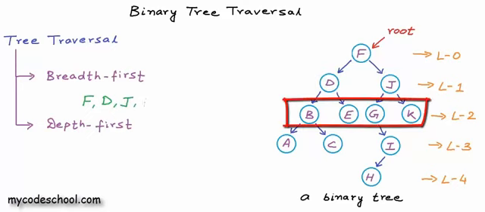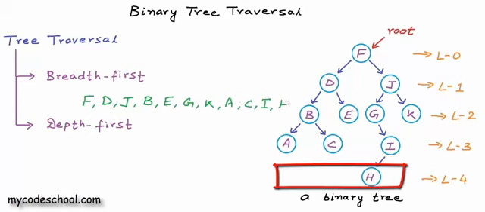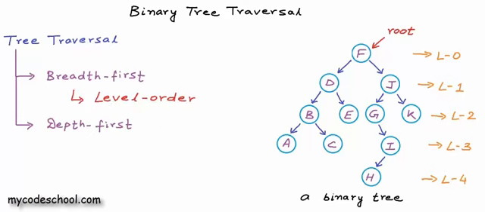So we can go to level 2. We will go like B, then E, then G, and then K. And now we can go to level 3, A, C, and I, and finally I can go to level 4. This kind of breadth first traversal in the case of trees is called level order traversal. And we will discuss how we can do this programmatically in some time. But this is the order in which we would visit the nodes. We would go level by level from left to right. In the breadth first approach, for any node, we visit all its children before visiting any of its grandchildren.